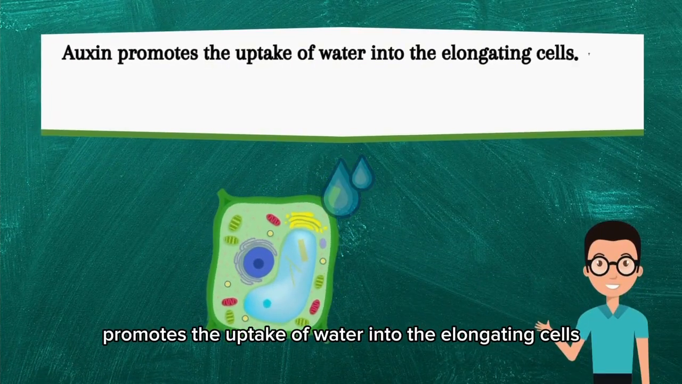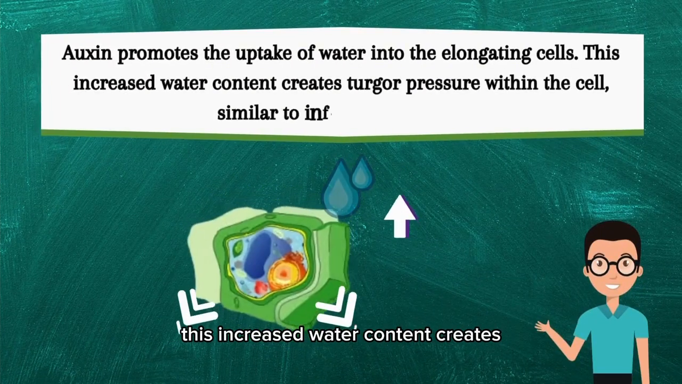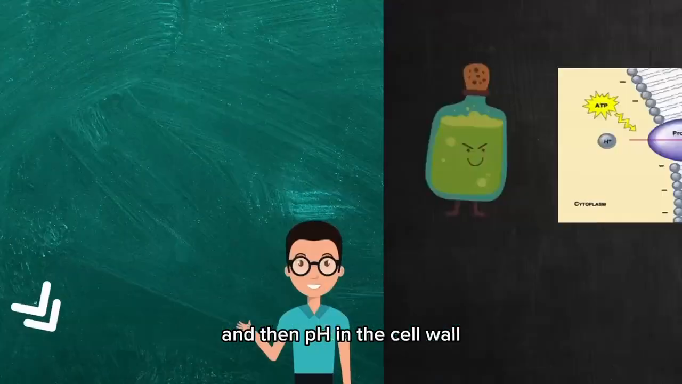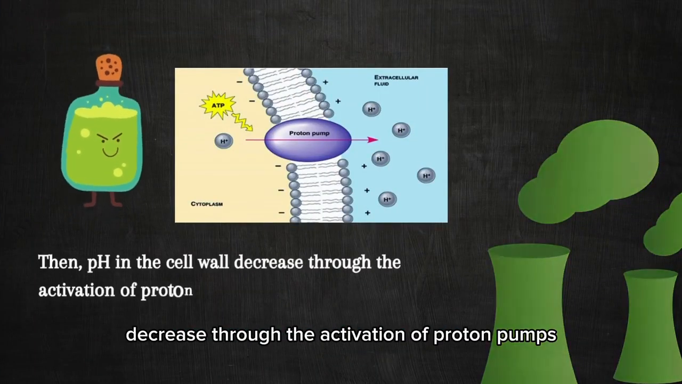Auxin promotes the uptake of water into the elongating cells. This increased water content creates turgor pressure within the cell, similar to inflating a balloon. Then, pH in the cell wall decreases through the activation of proton pumps.